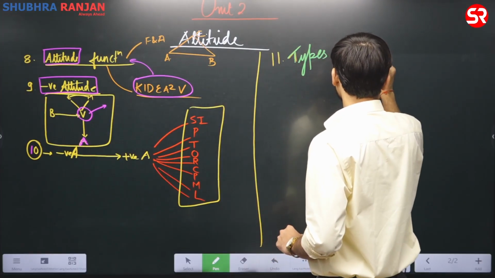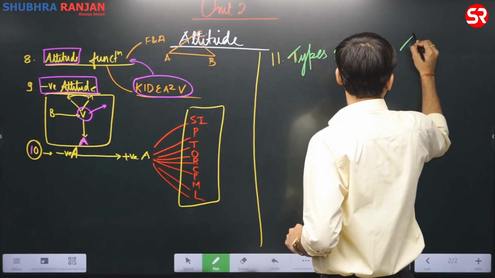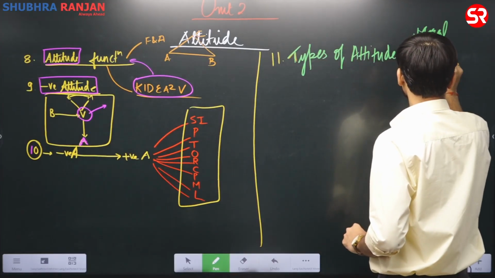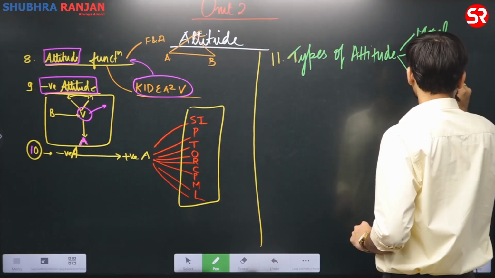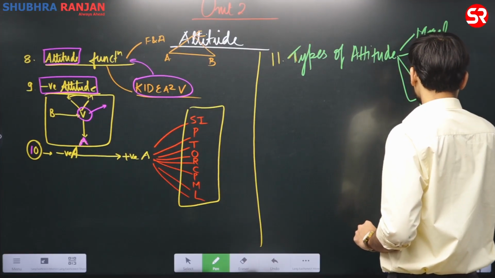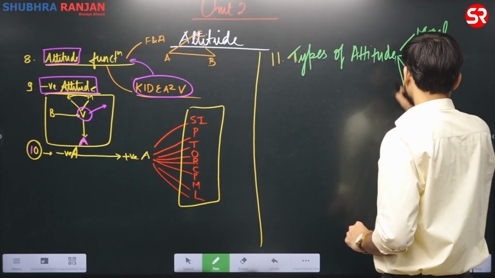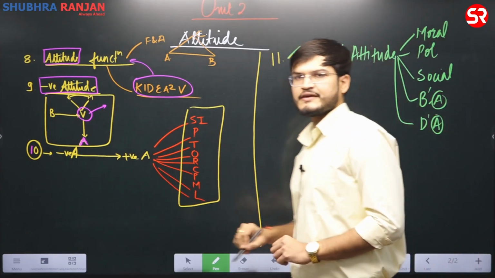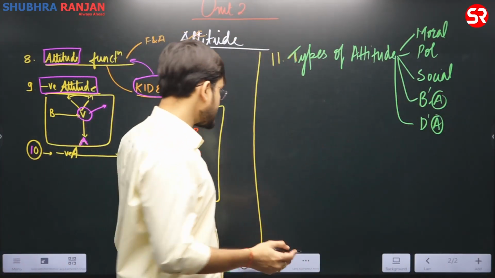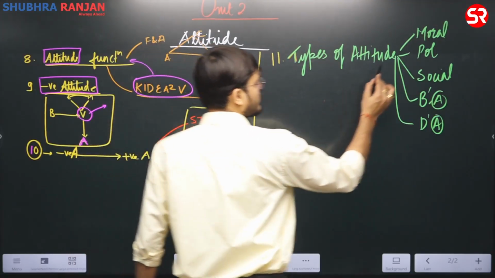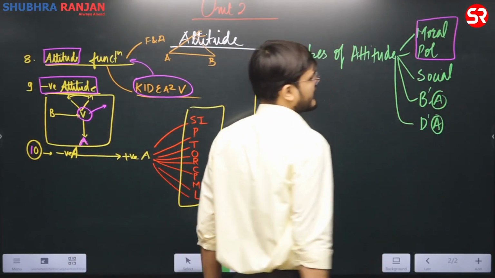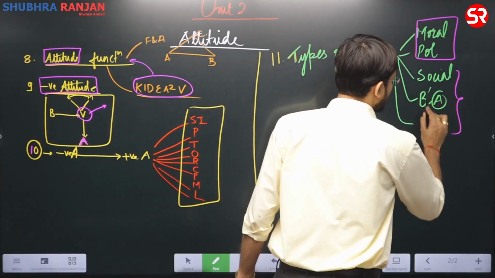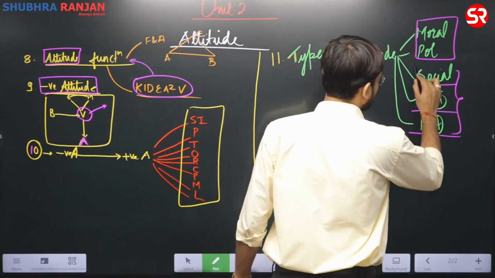Here they will be asking questions with respect to moral attitude, political attitude, social attitude, bureaucratic attitude or democratic attitude. For example, if you see your syllabus, they have only mentioned these two types, moral and political attitude, but they can ask questions from social attitude, bureaucratic attitude and democratic attitude.